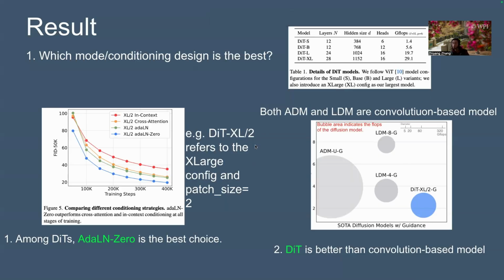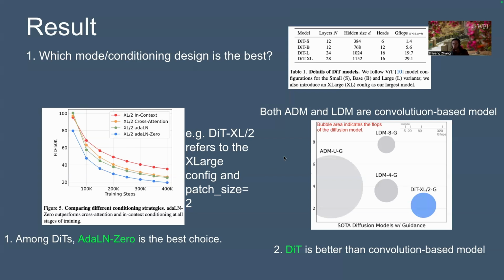In the experiment part, there are 3 questions to answer. First, which model and conditioning design is the best? The authors compared different conditioning designs: in-context, cross-attention, adaptive layer norm only, and adaptive layer norm with zero initialization. As illustrated here, adaptive norm with zero initialization performs best. So in the following experiments, adaptive layer norm with zero initialization is the default choice for diffusion transformer.